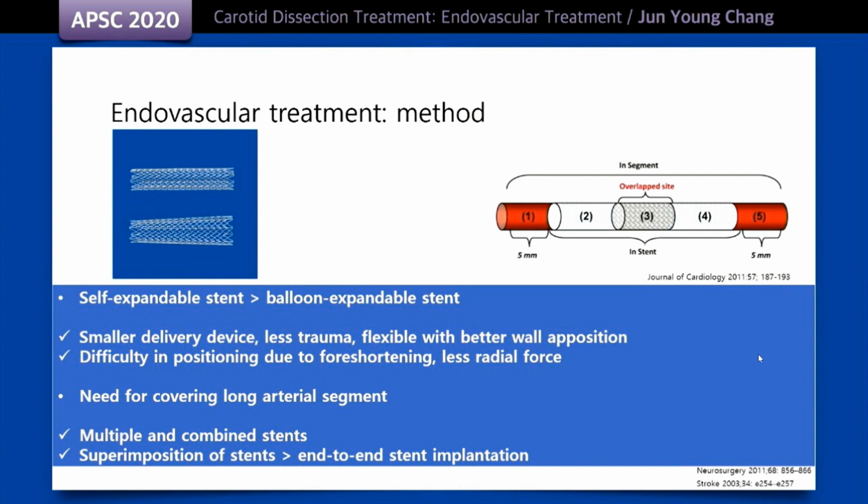In carotid dissection, the arterial segment that should be stented is sometimes long and requires multiple and combined stents. To avoid interstent arterial dissection, superimposition of stents is required and end-to-end stent implantation is discouraged.